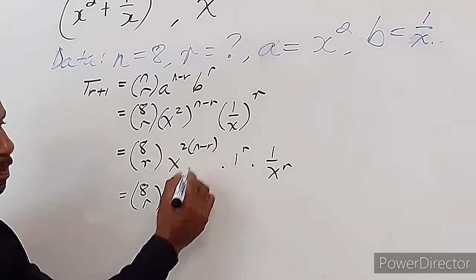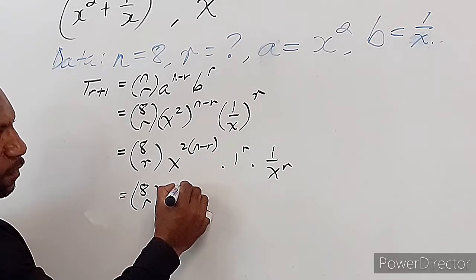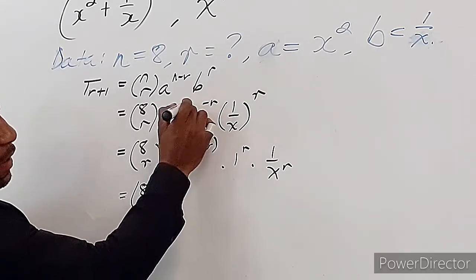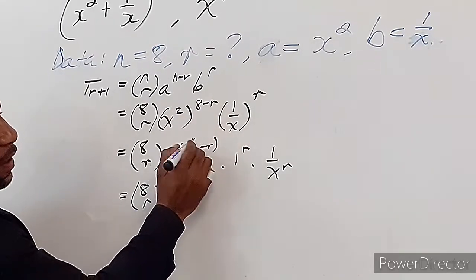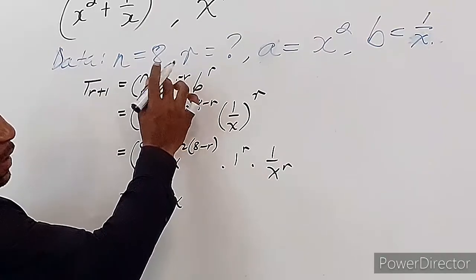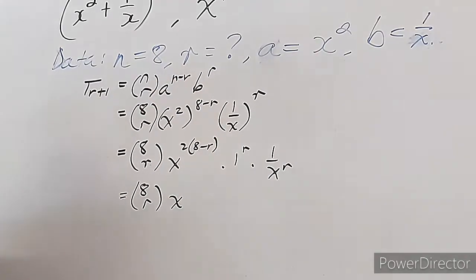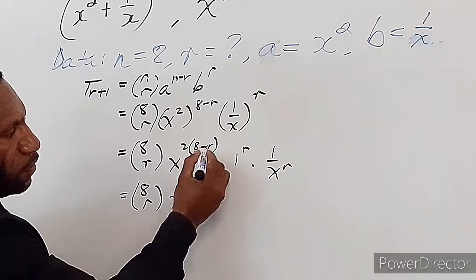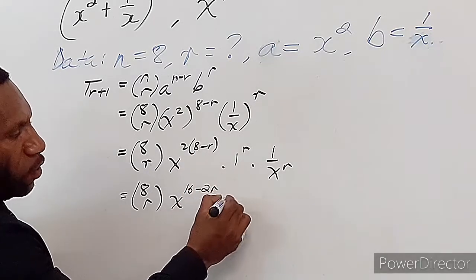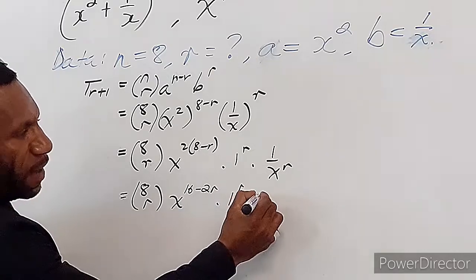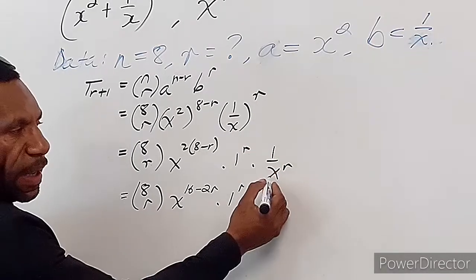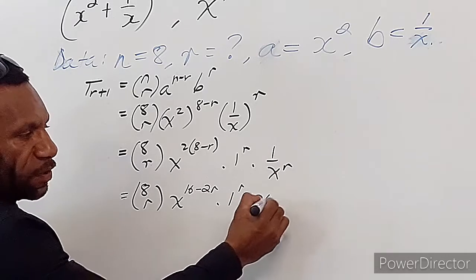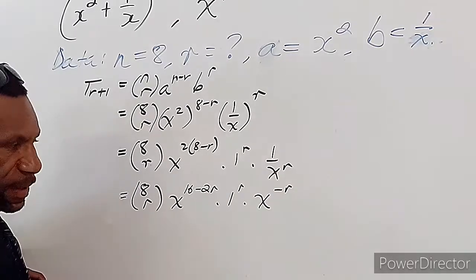Here you multiply the powers out, so you will have x to the power of, n is 8, so this is 8, this is just n. Now I have made changes already here, so 2 by 8 gives me 16, minus 2 times r gives me 2r, multiplied by 1 to the power of r, multiplied by, you bring this x to the power of r from the denominator. When you bring it up, you have x to the power of negative r.